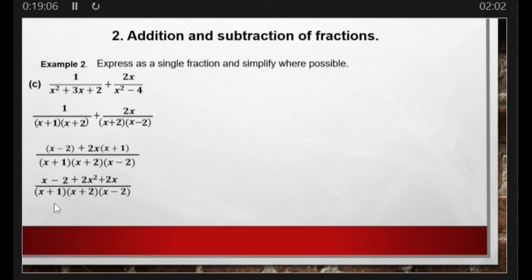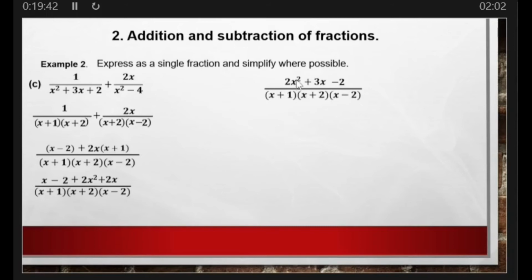Then what we are going to do now is to add the like terms. We move to here, and we get this 2x squared, plus 2x here. Then we say this plus this. I added in advance x plus 2x because these are common. I got 3x. Then I remained with negative 2, over the same expression here.